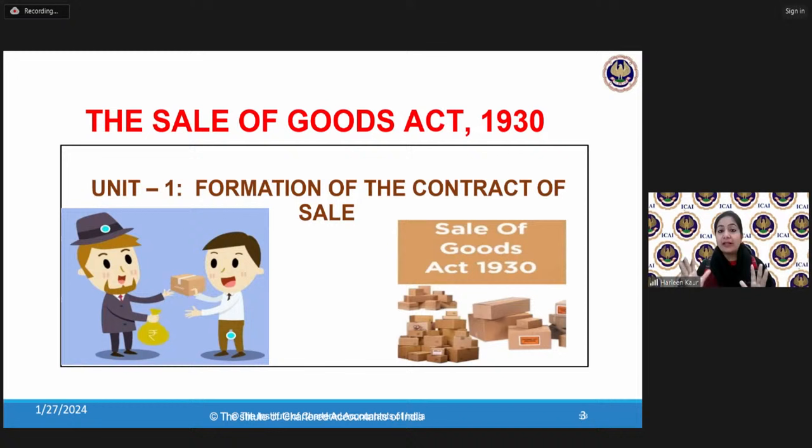So again, similar kinds of things we have to remember, but many new interesting examples, many new different definitions will be coming up in the Sale of Goods Act and how breach is handled in the Sale of Goods Act, that is also we will be understanding when we reach the last chapter.